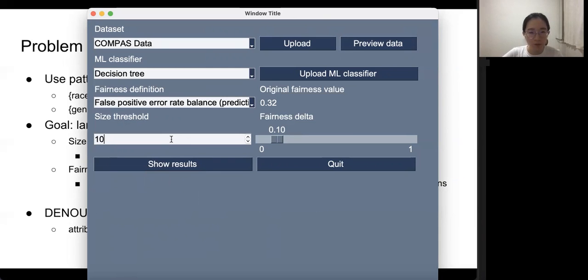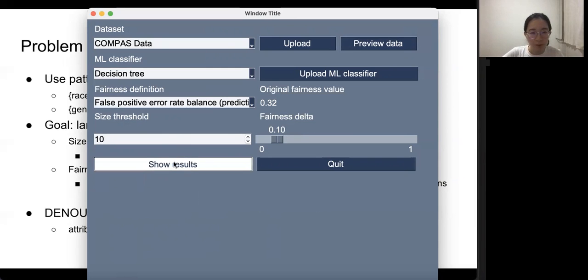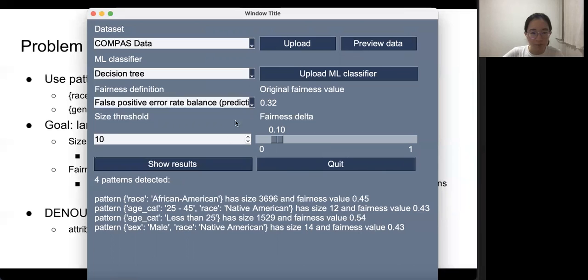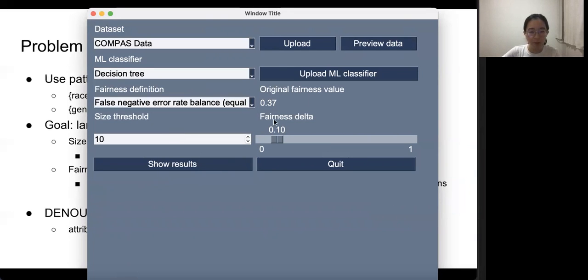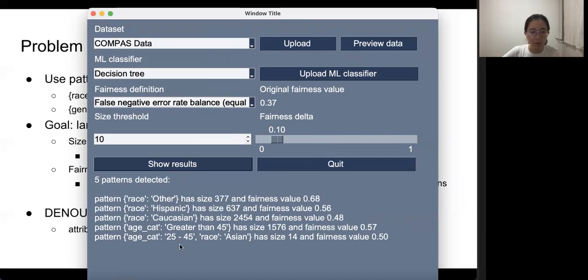When we change to a different threshold, we may get different results. And if we select a different definition, for instance, false negative error rate, this number can be different. And we also get a new result. The third pattern, Caucasian, is also consistent with ProPublica, which means white people have higher false negative error rate.